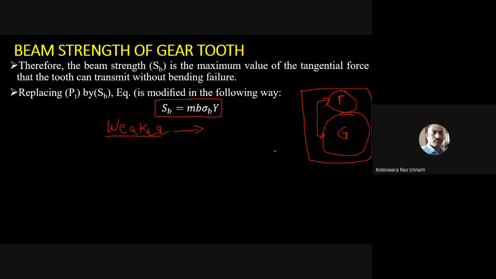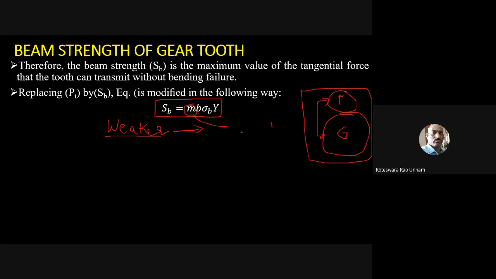If you design for the weaker one, then obviously the other one is going to be stronger, so there is no need to design that. If the weaker one is able to withstand the load, obviously the stronger one will also withstand the given load. So no need to design both pinion and gear. In the design we calculate only the module of the gear tooth, and the module is the same for both pinion and gear. So if I design one, I am designing the other one also.